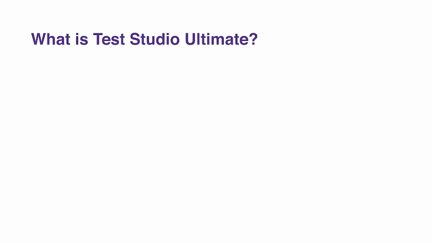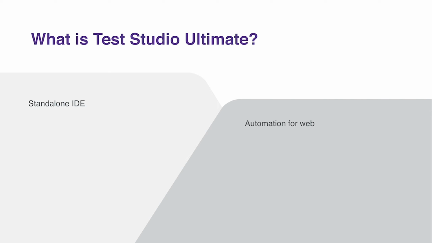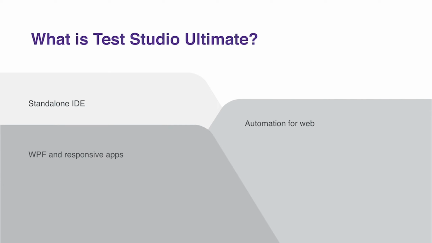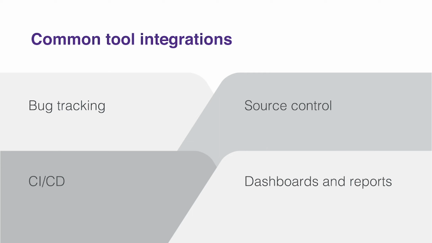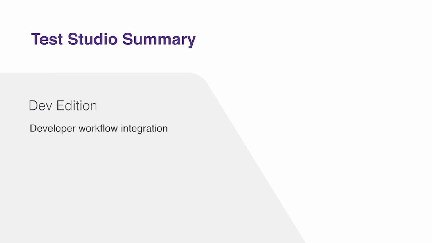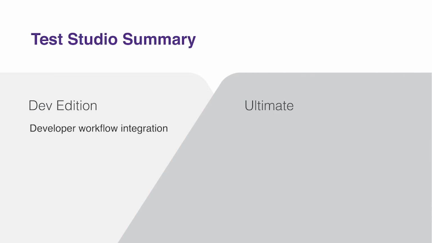So what's Test Studio Ultimate? Well, if you need to go deeper into your automation efforts, you could explore Test Studio's full-featured set that comes with Test Studio Ultimate. It's a standalone IDE that includes automated testing for web, WPF, and responsive applications. It has REST API testing, load and performance testing, and it integrates with all the common bug tracking and source control and CI/CD tools, and provides dashboards with reports and results, and more. So while Test Studio Dev Edition is meant to easily integrate into the developer's workflow, Test Studio Ultimate engages developers and QAs into powerful collaboration by allowing them to work in their preferred environment.